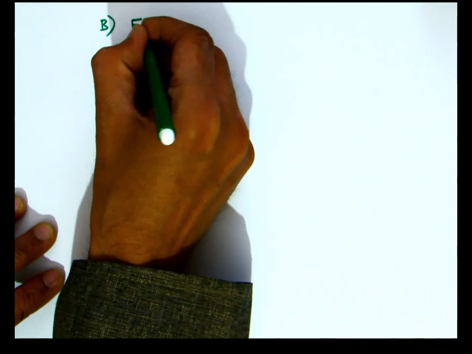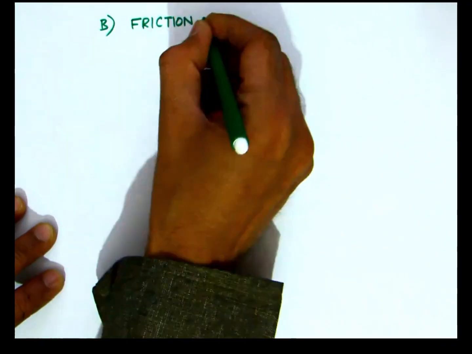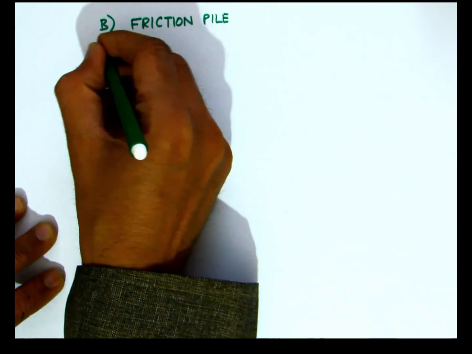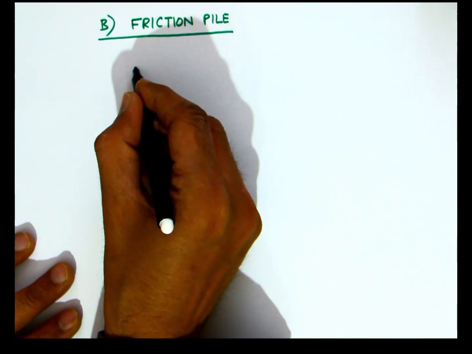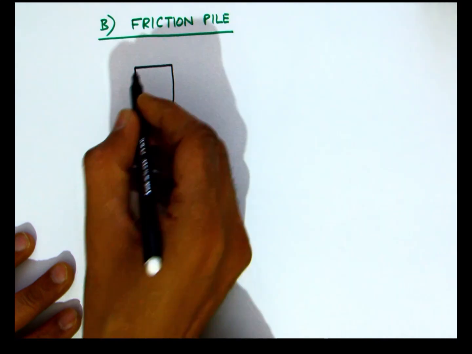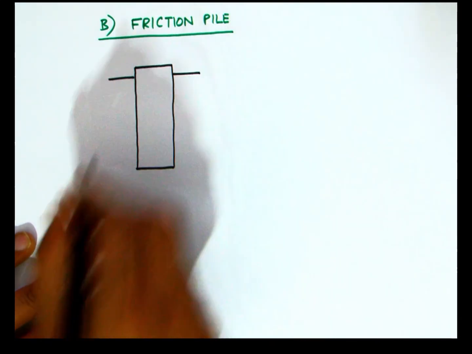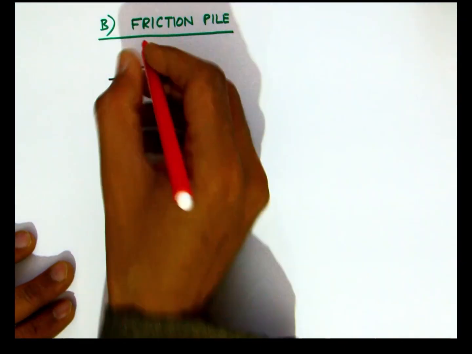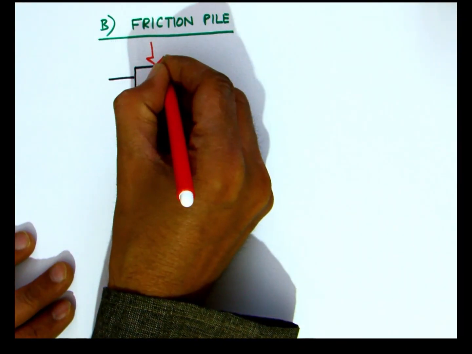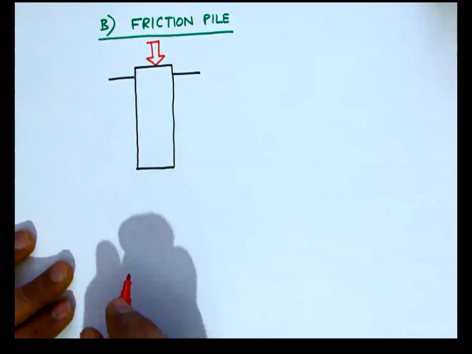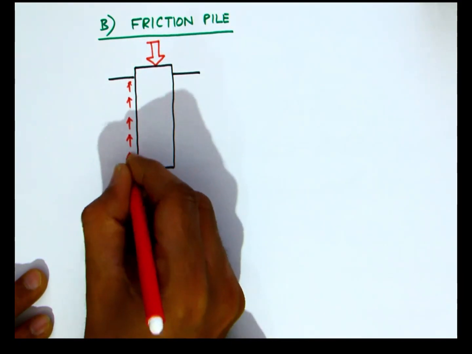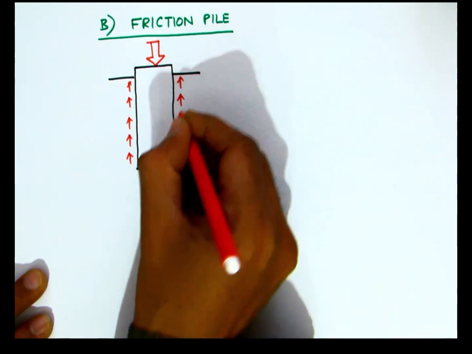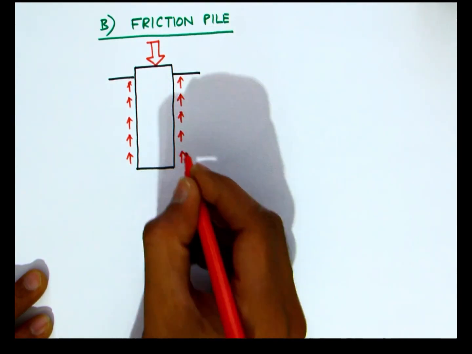Next, let us consider a friction type of pile for determining the vertical stiffness Kz. Essentially, a friction pile is a pile which has a loose soil at its bottom. However, the soil surrounding the pile itself offers a good source of friction as shown here.